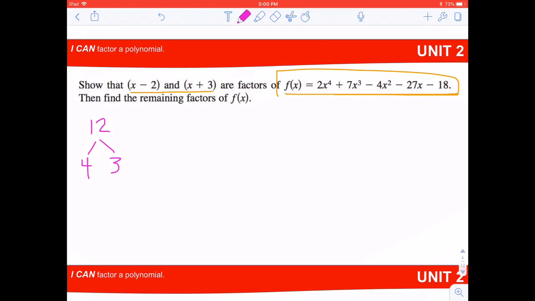So how do you know that those are factors? Well, if you take 12 and divide it by 4, it gives you 3. So you know that together, those two are factors of 12. So you want to take that same concept and we're going to apply it here with our polynomials. So we know that this is our total polynomial here. And we have x minus 2 and x plus 3 that we want to show that they are factors. Because then if we know that those are factors, then we can figure out the rest of the factors.